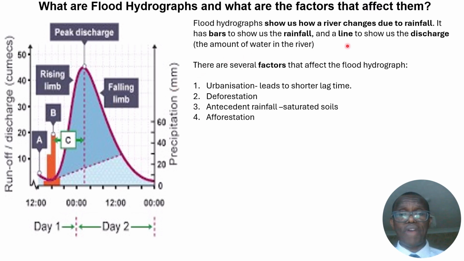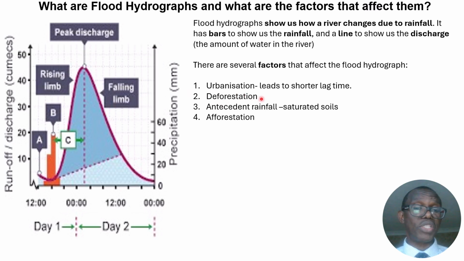Now, there are several factors that can affect a flood hydrograph, and one of them is urbanization. If you have an area that has a lot of buildings in it, the water is not going to be able to infiltrate the tarmac and the concrete, and therefore will sit on the surface. You will have a shorter lag time because that water is going to flow through drains and surface runoff and get to the river very quickly. So urbanization is likely to lead to a higher flood risk.